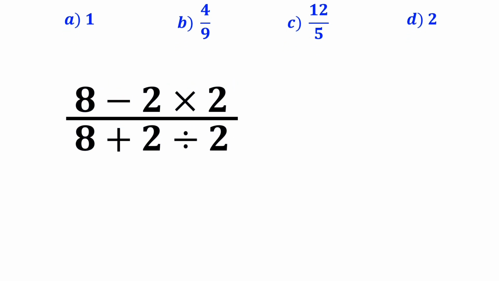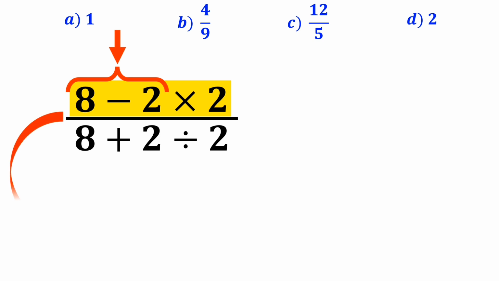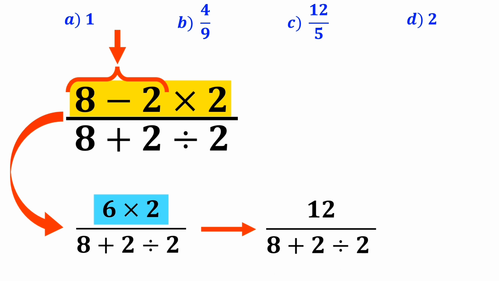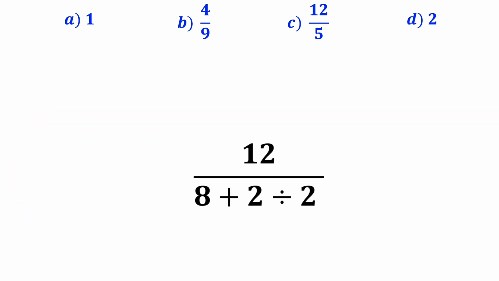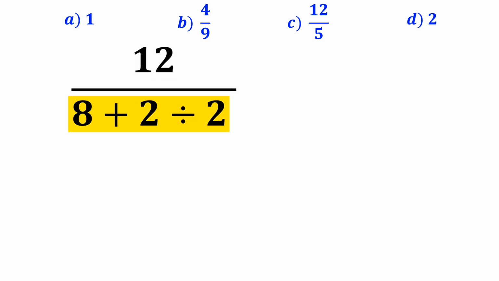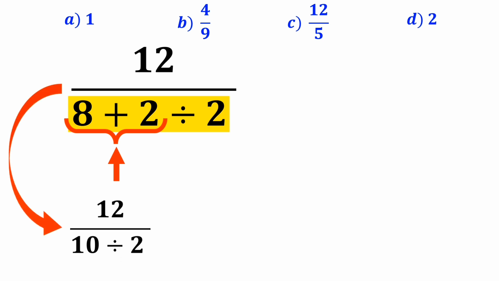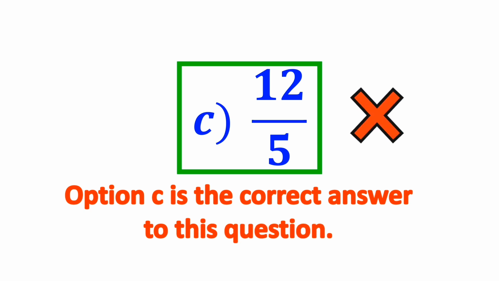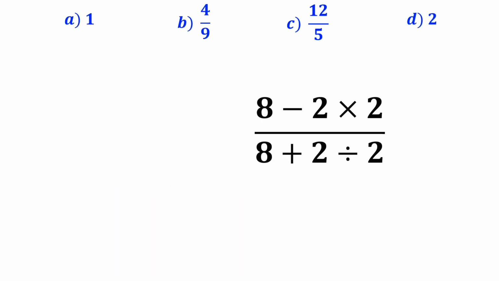Many people, when solving this question, start with the numerator and begin by calculating 8 minus 2, which gives them 6 times 2 over 8 plus 2 divided by 2. Then, they simplify the numerator further to 12 over 8 plus 2 divided by 2. In the next step, they move on to the denominator and begin by calculating 8 plus 2, and replacing this expression with 12 over 10 divided by 2, which eventually simplifies to 12 over 5, and immediately they say that option D is the correct answer to this question. But that's definitely wrong. Now let me show you the correct way to solve this question.